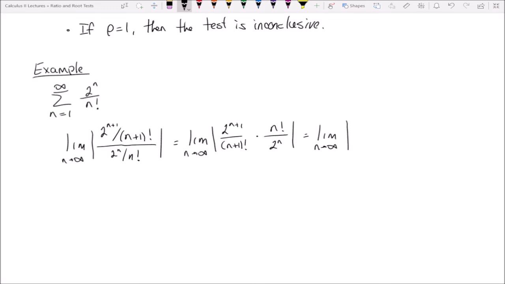Using properties of exponents, 2 to the n plus 1 over 2 to the n is simply 2. N factorial over n plus 1 factorial is just 1 over n plus 1. This limit is 0, which is less than 1. So therefore, we can conclude that this series converges.